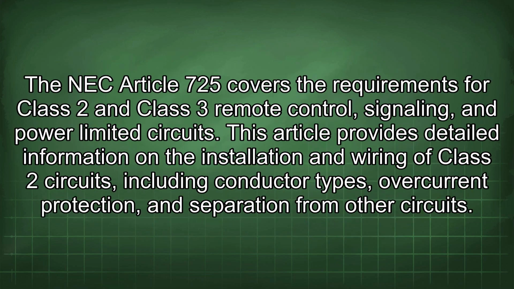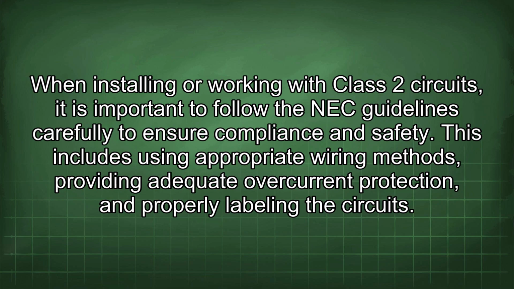The NEC Article 725 covers the requirements for Class 2 and Class 3 remote control, signaling, and power-limited circuits. This article provides detailed information on the installation and wiring of Class 2 circuits, including conductor types, overcurrent protection, and separation from other circuits. When installing or working with Class 2 circuits, it is important to follow the NEC guidelines carefully to ensure compliance and safety. This includes using appropriate wiring methods, providing adequate overcurrent protection, and properly labeling the circuits.